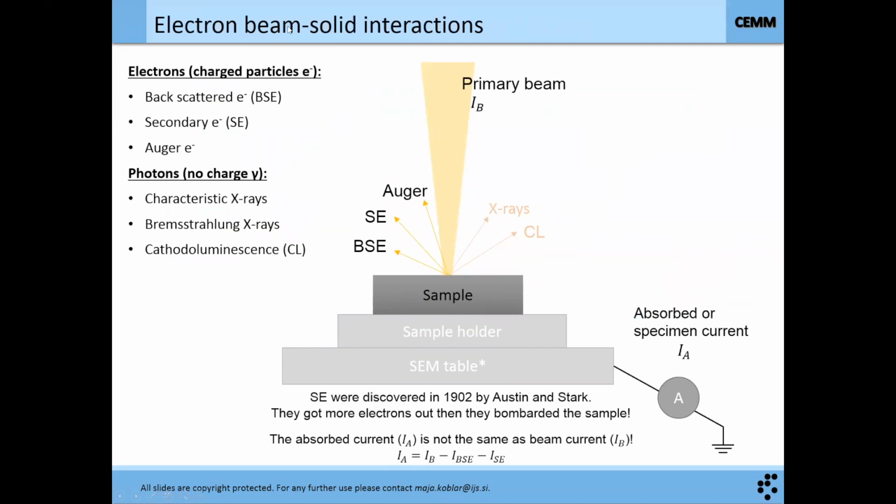The electron beam solid interaction. Okay, you have the primary beam, which are your electrons, and they hit your sample, and what you get out of the sample are electrons, Auger, secondary, backscattered, and you get photons, X-rays, cathodoluminescence. What is the importance here? So if you don't have a conductive sample, you can have charging on your sample, and you can have a positive or a negative charging. So this depends on what you put on your beam.